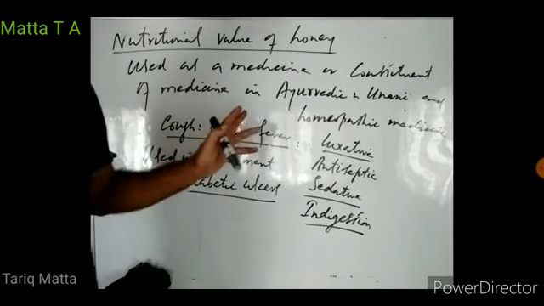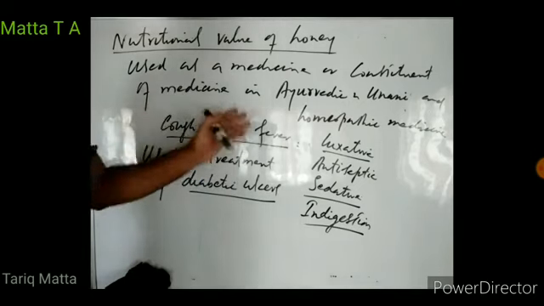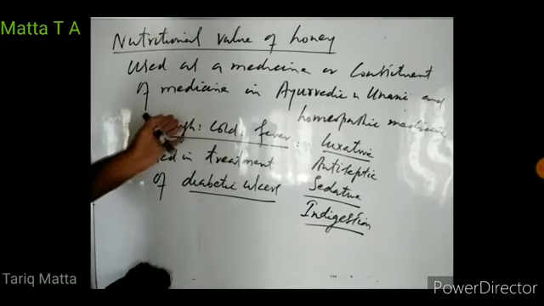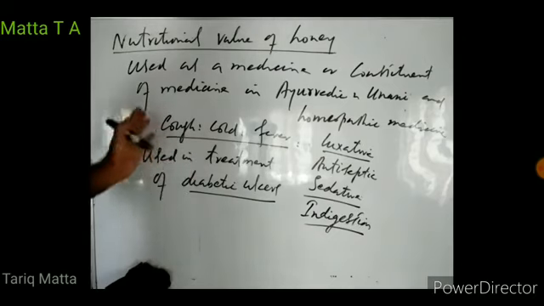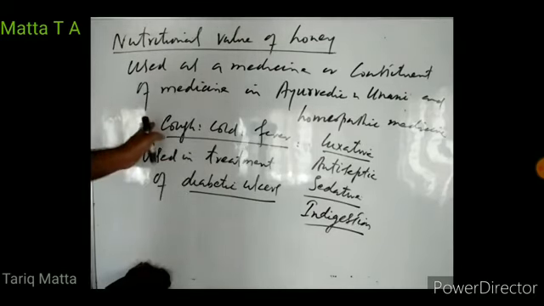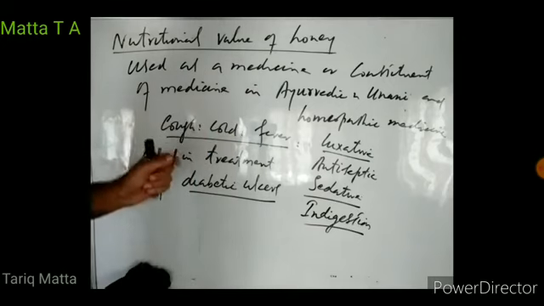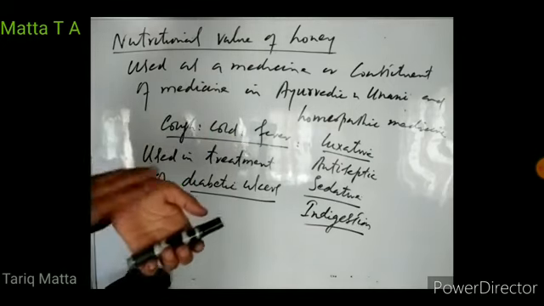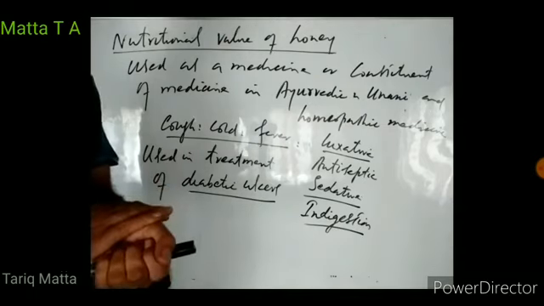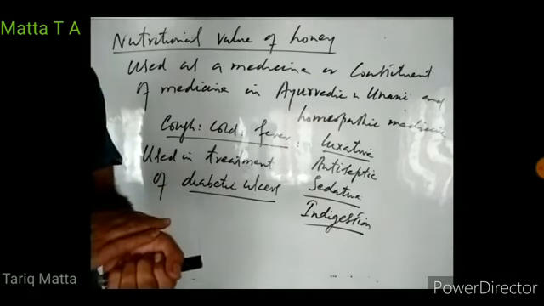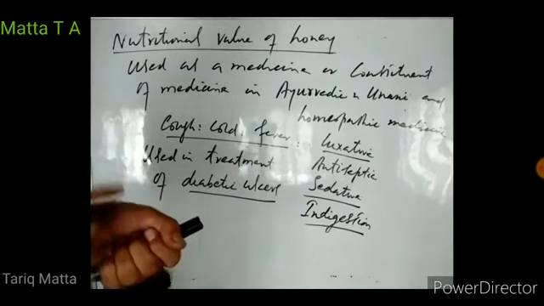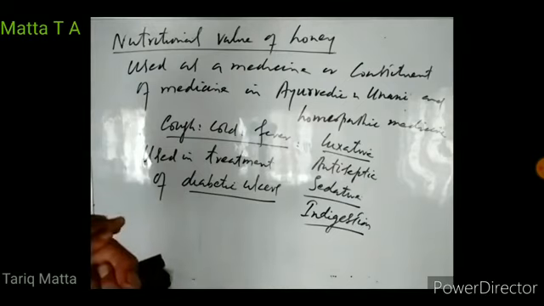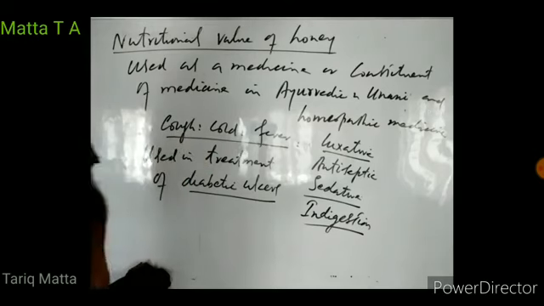It has been also found useful in coughs, colds, and fever. If a person is suffering from cough or cold or fever, he should take honey in the morning along with lukewarm water, and it will help him to overcome this cough, cold, and fever. It is also used in the treatment of diabetic ulcers. If a person is suffering from diabetes and has developed a diabetic ulcer or wound, if honey is topically applied on those wounds, it helps cure them, right? So that is all about apiculture and the uses of honey. So this is sufficient for today.